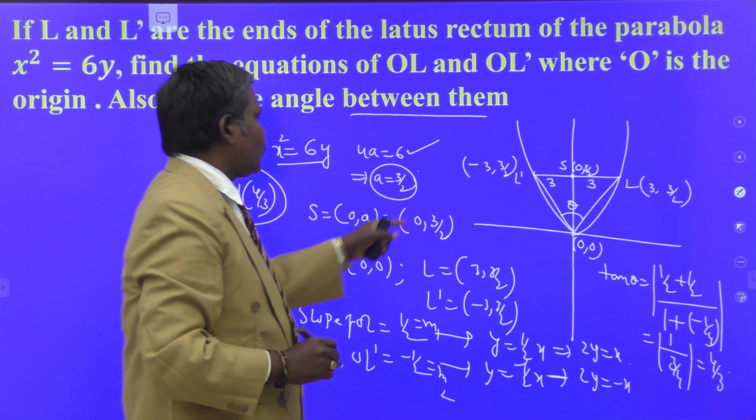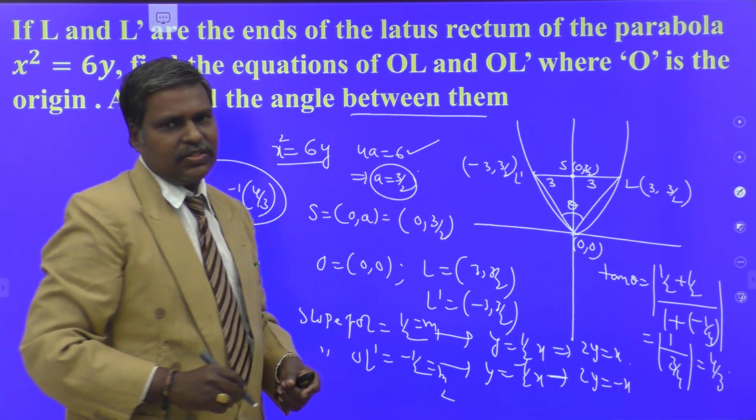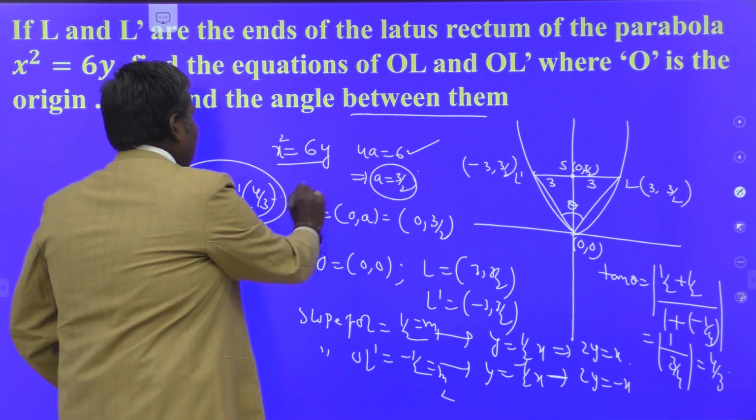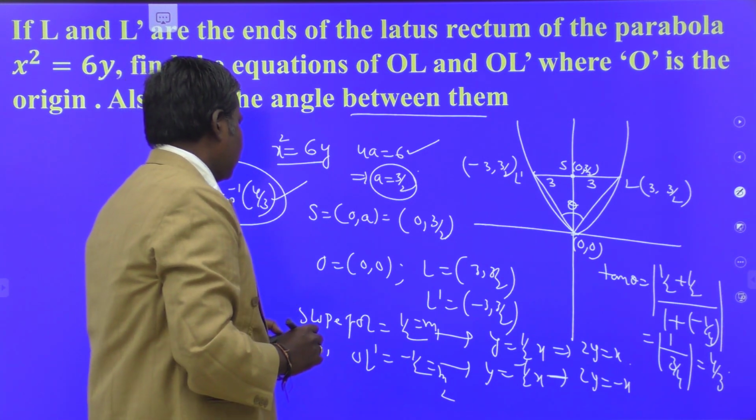So once you obtain the coordinates of L, you can easily crack this one by writing the equations of OL and OL dash, as well as you can find the angle between them also. Okay.